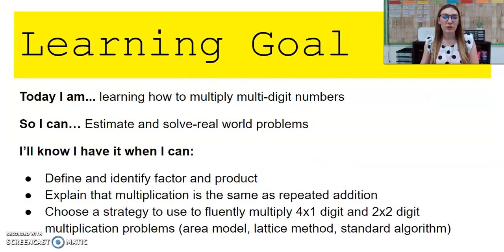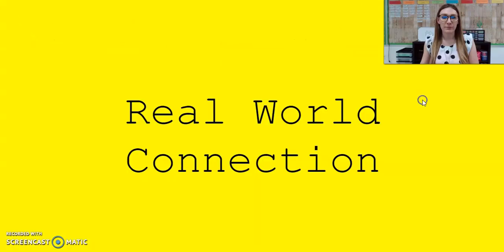Let's go ahead and read our learning goal together. Today I am learning how to multiply multi-digit numbers so I can estimate and solve real-world problems. I'll know I have it when I can define and identify factor and product. I can explain that multiplication is the same as repeated addition. I can choose a strategy to use to fluently multiply 4 by 1 digit and 2 by 2 digit multiplication problems. Let's look at some real-world connections.